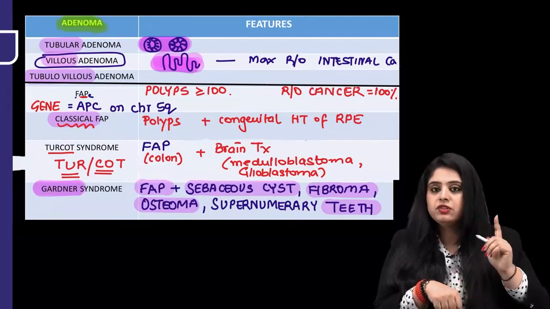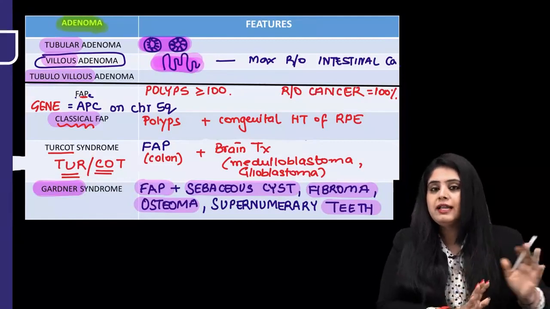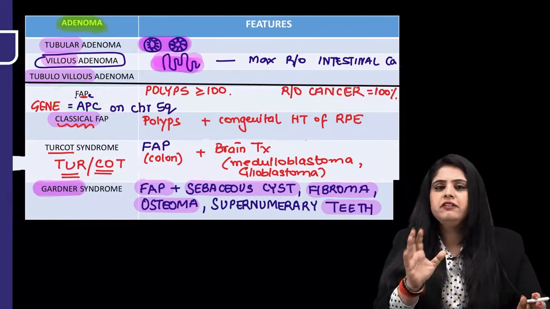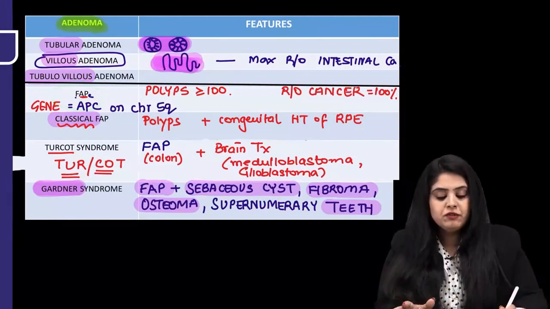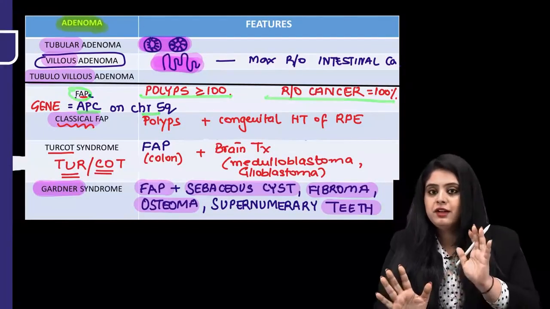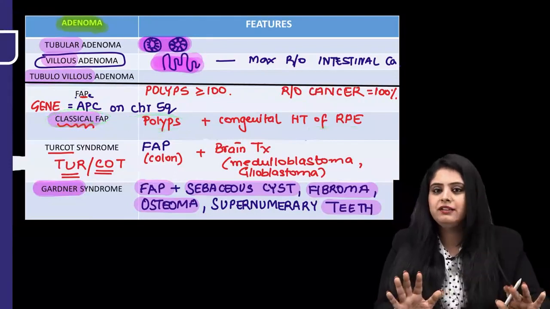Repeat, skin: sebaceous cyst, fibrous tissue: fibroma, then you have the bone osteoma, and then teeth. So remember, FAP is of how many types? If I have to tell you 5-6 bullet points of FAP, first the genetics: APC on chromosome 5. How many polyps? 100. What is the risk of cancer? 100. Classical has only polyps, a little bit of eye problem, that's it.